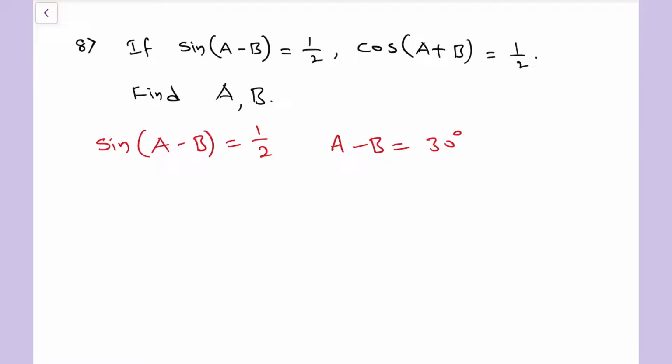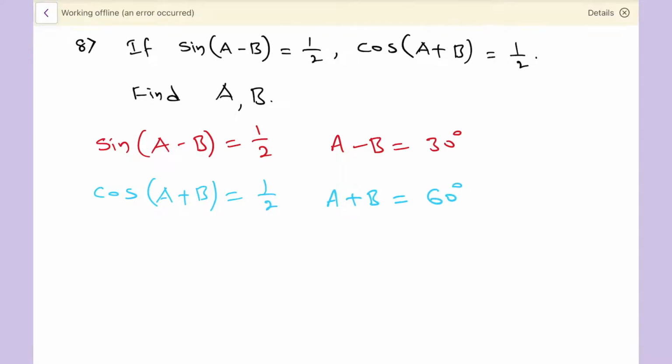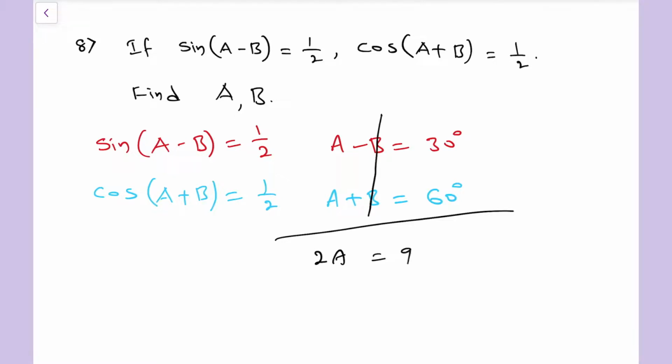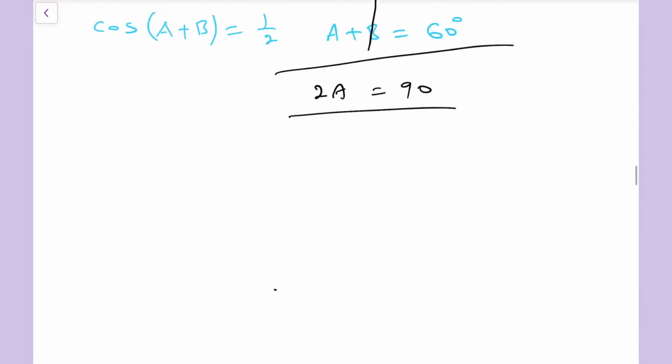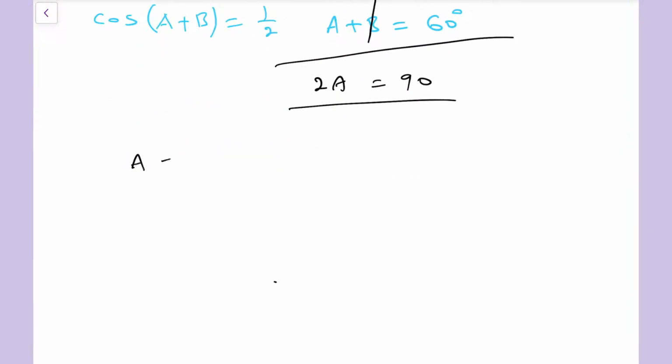Next, coming to the second equation, that is cos of a plus b equals 1 by 2. In cos, which angle is 1 by 2? That is 60 degrees. So a plus b equals 60 degrees. Now these two equations, I will do addition. A plus a is 2a, minus b plus b cancel, 30 plus 60 is 90. 2a equals 90, I will take 2 to the right side. So a equals 90 by 2, which is equal to 45 degrees. A value, I got it as 45 degrees.